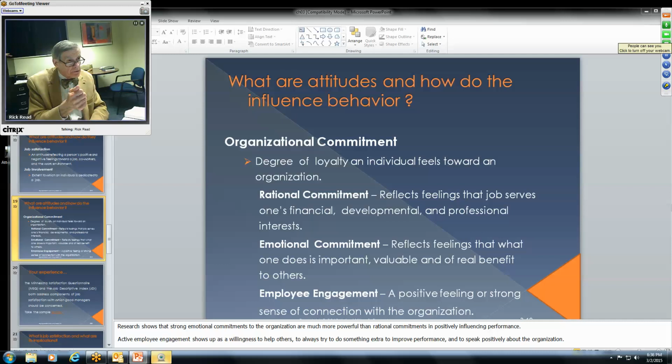Emotional commitment, I'm committed emotionally. I think that's pretty much easy to say there. And employee engagement simply means, am I engaged in what I'm doing? And notice it talks about a strong sense of connection. I think that's probably good, but I would like to say there's another thing here. Notice it says connection with the organization, but I would also like to extend that and say connection with the job.